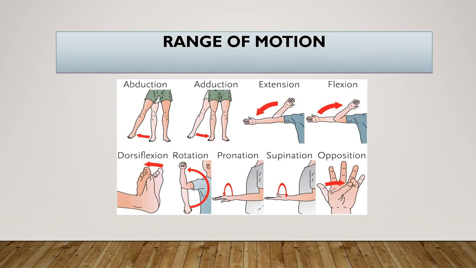Abduction is moving away from the midline of the body. Adduction is moving towards the midline of the body. Extension is straightening a body part. Flexion is bending a body part.